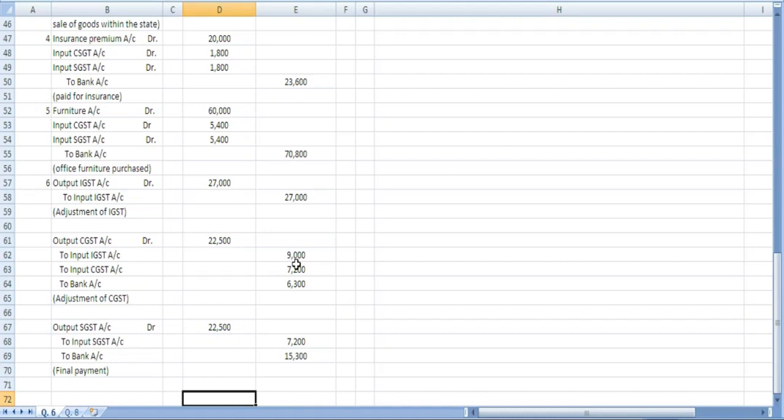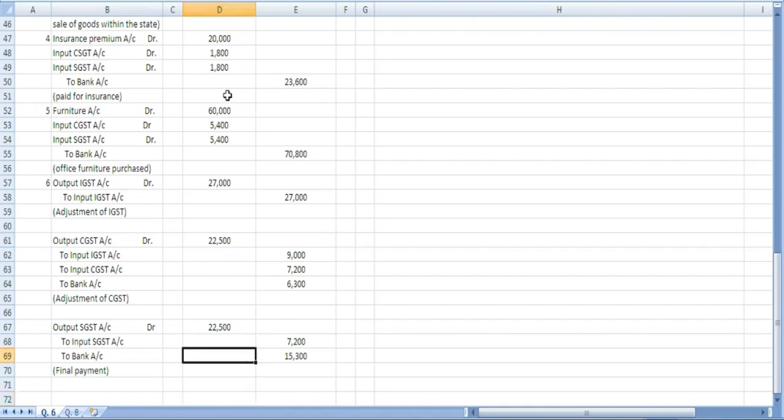Now the remaining output SGST will be adjusted, and we are not going to adjust this again with this, the balance will be paid off. But if there is no balance, then we will not write bank account. So lastly we adjusted the output SGST 22,500 with input SGST 7,200, and then finally we have 15,300 that we adjusted with the bank.